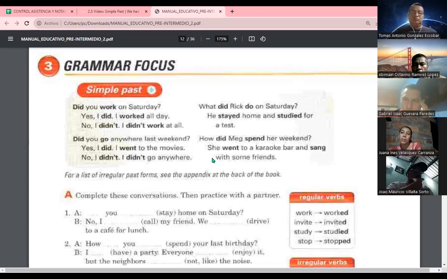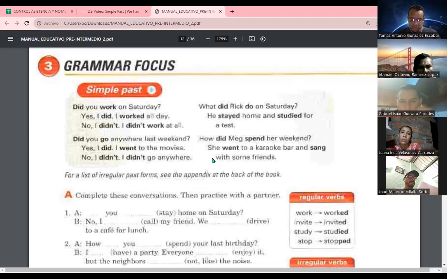Okay, what did Rick do on Saturday? He stayed home and studied for a test. Okay, ¿qué hizo Rick el sábado? Y le responde, he stayed at home, pero ¿en qué tiempo le responde? ¿En pasado o presente? In what tense is it answering? In past. Very good. He stayed home and studied for a test. Luego dice, did you go anywhere last weekend? ¿Fuiste a algún lugar la semana pasada? Yes, I did. I went to the movies. O no, I didn't.